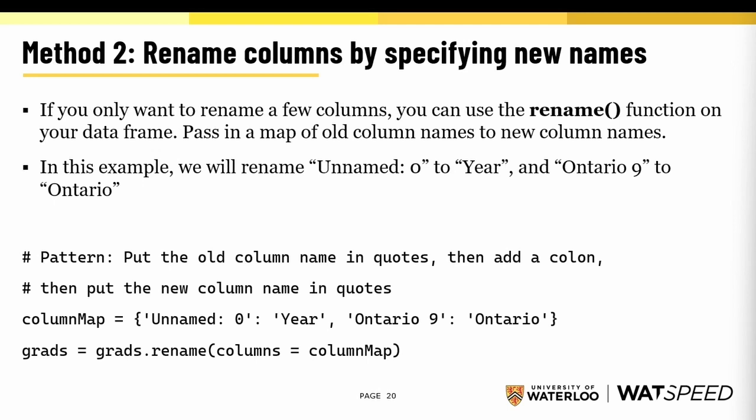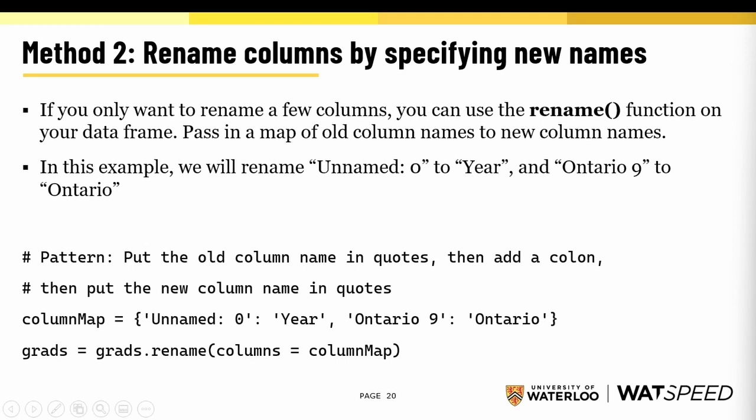So if we only want to rename a couple of columns, we can use the rename function on our data frame, and we pass in a map of old names to new names. So for example, and we'll use the original data frame for this, we're just going to rename the first and third columns from unnamed 0 to year and Ontario 9, or whatever number is at the end, to just Ontario. So check out how this works.